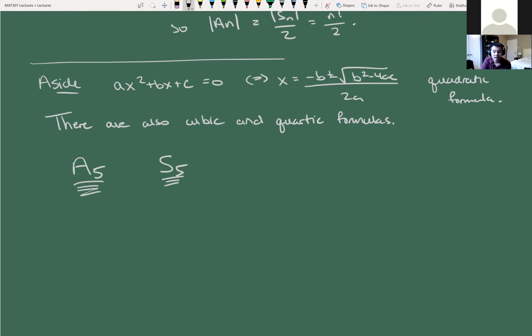5, because A5 naturally is a subgroup of S5, but it's also a subgroup of S6 and S7 and S8 and so on, right? These all naturally are subgroups of one another. And so the moment that A5 stops being solvable, it guarantees there are no formulas for anything greater than or equal to 5. And that's how you prove that there's no quintic formula or anything higher than that.